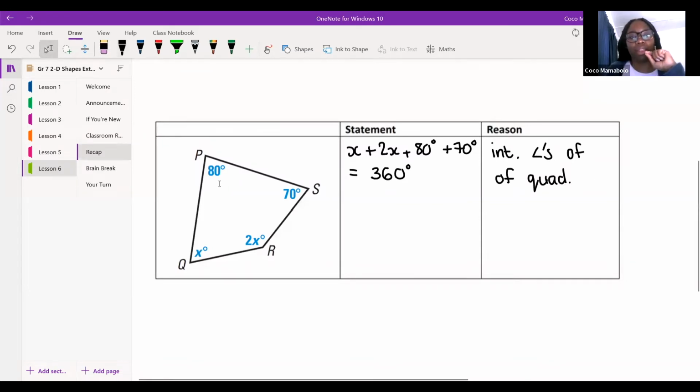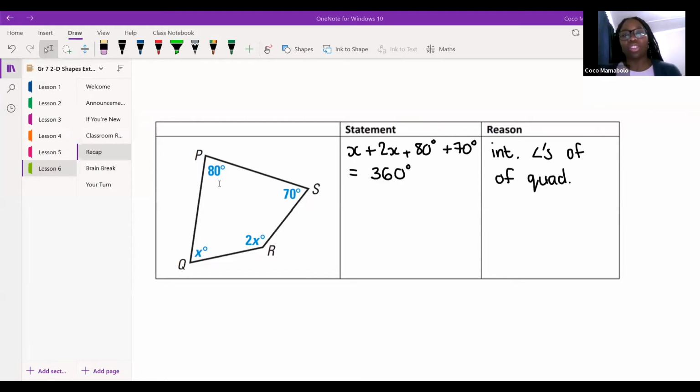Amazing, amazing. Nokwezi says international angles of a quad. I like it. So like the angles from China and the angles from South Africa and the angles from America, all of them together. Yeah, they're the international angles of a quad. I like it. Very nicely done.